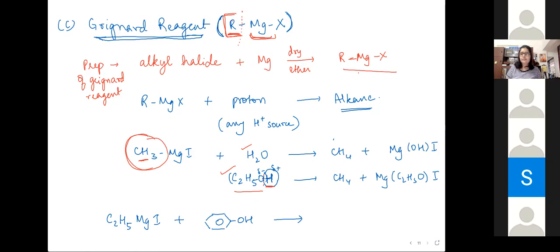Are you guys still writing notes, or are you stuck, or what's going on? Will it be something like this? I am not sure, but C2H6 plus MgH2O water plus iodine. Will it be something like that?